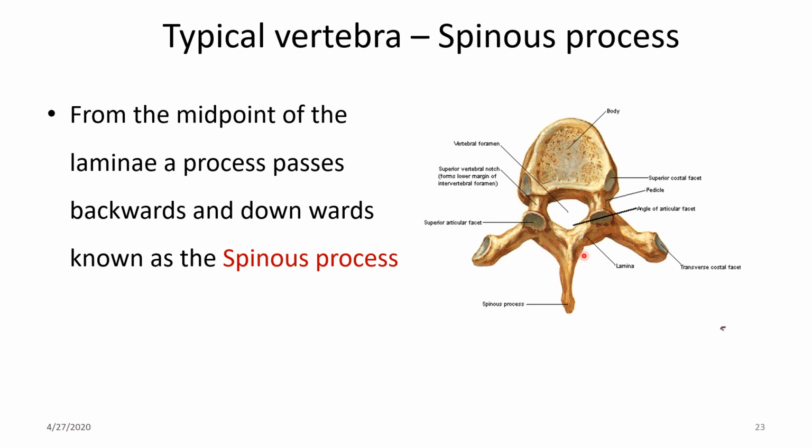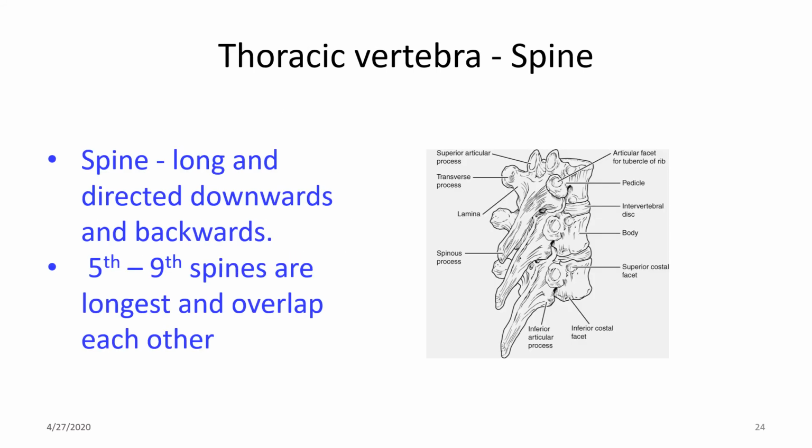And this is the spinous process, which is an extension from the fused laminae, and it projects downwards. And you can see the articulated vertebra with intervertebral discs between the bodies, and you can see the spinous processes which are directed downwards and backwards and are long. The 5th to 9th spines are the longest and they overlap each other.